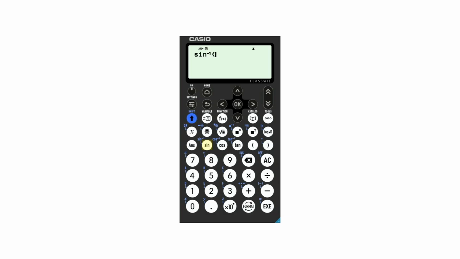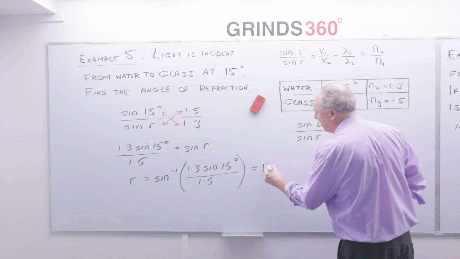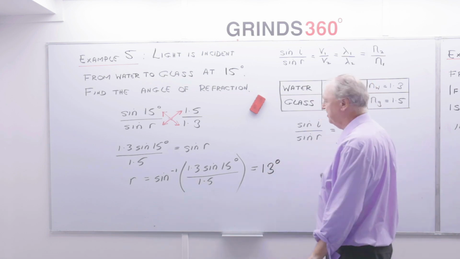Shift sine, that gives me inverse sine, fraction button, 1.3, sine 15, close bracket, scroll down to the bottom, 1.5 is on the bottom, close the outer bracket, and that executes to 12.96, which is about, say, 13 degrees. So the answer for the angle of refraction is approximately 13 degrees.